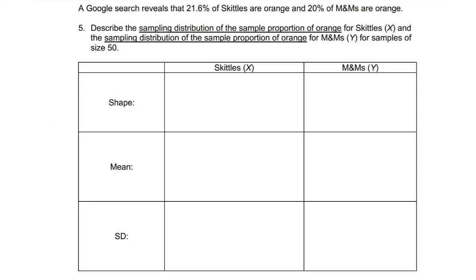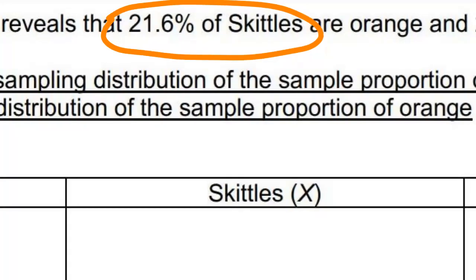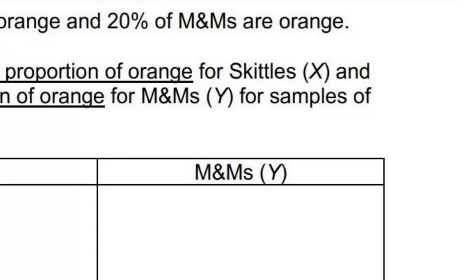Google search. I love Google. Google search revealed that according to the company that owns Skittles, 21.6% of all Skittles are orange, and 20% of all M&Ms are orange. I want to describe the sampling distribution of the sample proportion of orange for Skittles and for M&Ms for samples of size 50.